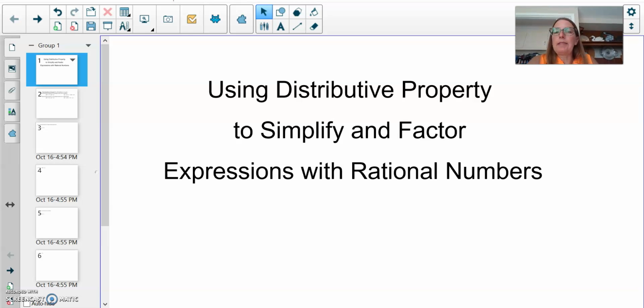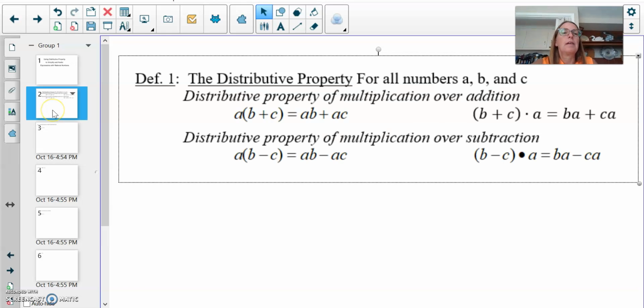Hi everyone, in this video we're going to use the distributive property to simplify and factor expressions with rational numbers. So now we're going to be using positive and negative fractions, decimals, mixed numbers. So just like before, we can use the distributive property to push a common factor into each term in parentheses, or we can pull out a common factor from each term.